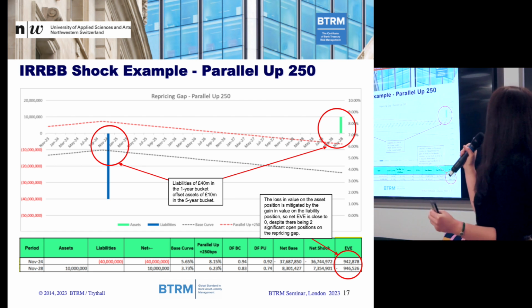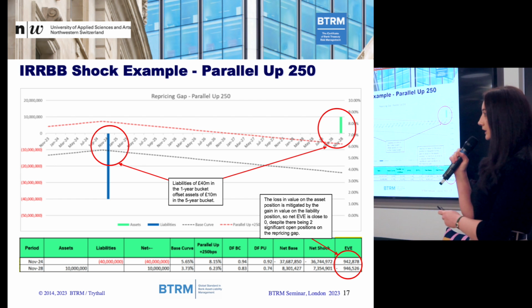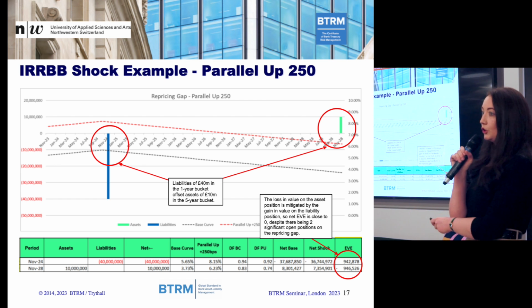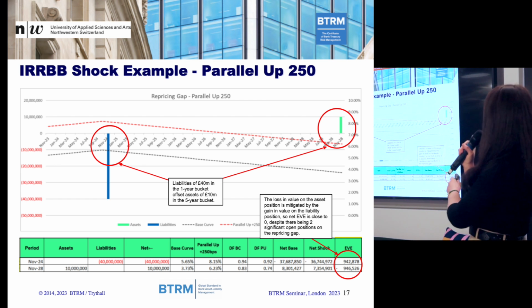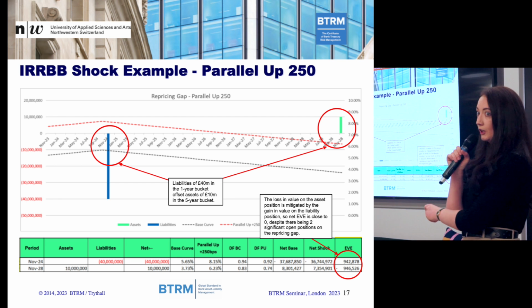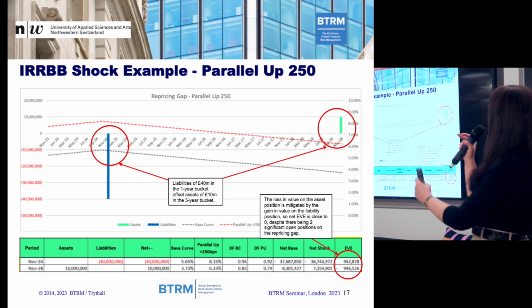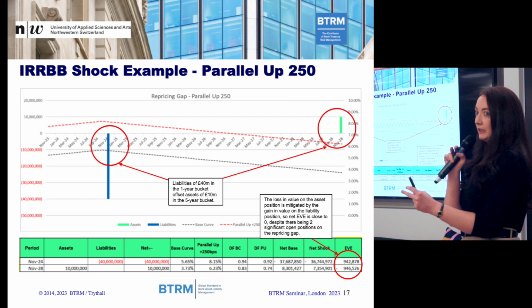So if you're somebody that's just looking at the EVE numbers and just looking at the parallel shocks, you might not know that you've got significant open positions like that on your gap, because if they're just the right amount, they can offset each other in a parallel shock.